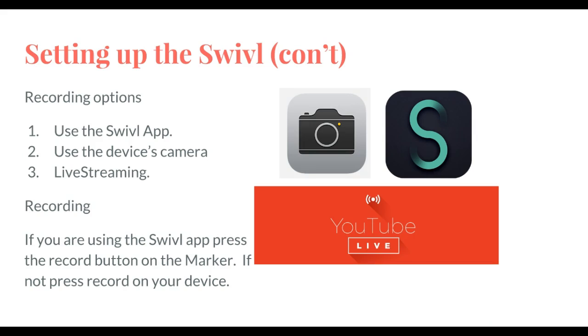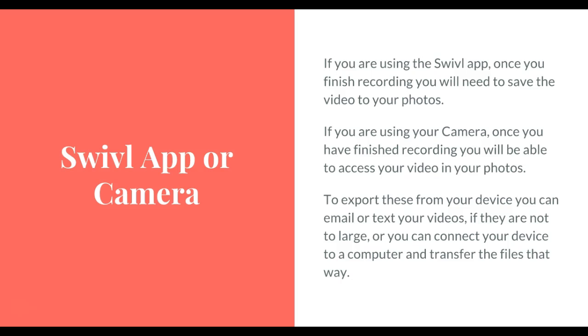When you're recording, you have a few options. You can use the Swivl app that comes with the product. You can use your camera and video, or you can use YouTube. When using these devices, both the camera and the Swivl, that records your information directly onto your device. YouTube, instead, will upload it live. Also, if you're using the Swivl app, you're able to hit record from a button rather than actually having to hit the screen to start your recording.